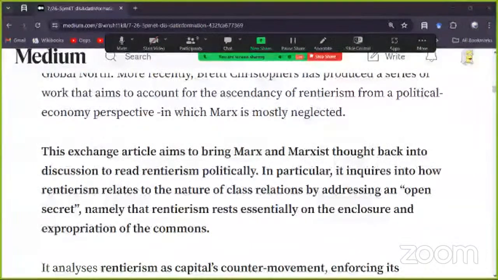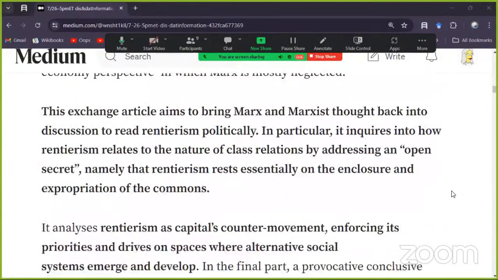And in particular, it inquires into how rentierism relates to the nature of class relations by addressing an open secret, namely that rentierism rests essentially on the enclosure and expropriation of the commons. And part of this, of course, is the kind of thing that Yanis Varoufakis comments on in terms of techno-feudalism. And you could say that certain elements of this are what drive certain types of venture capital as well, but that's not what we're going to think about today.